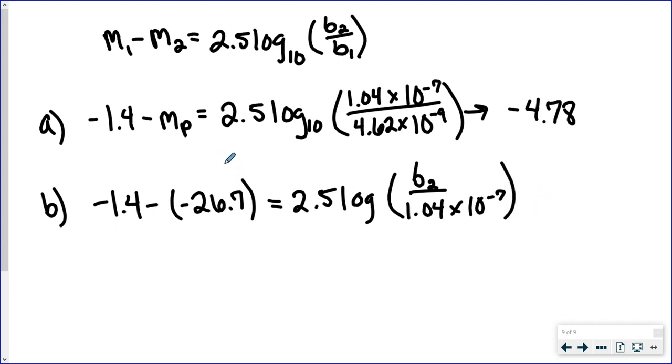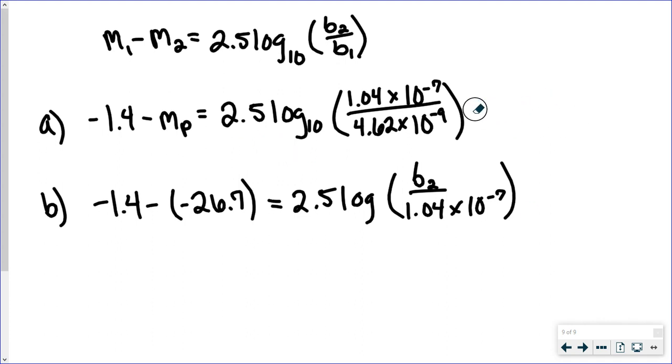Okay, so M1 and M2 are reversed here and here. So I feel like in A, I actually may have made a mistake. Yes. All right, so I made a mistake here. We need to flip these. Duh.